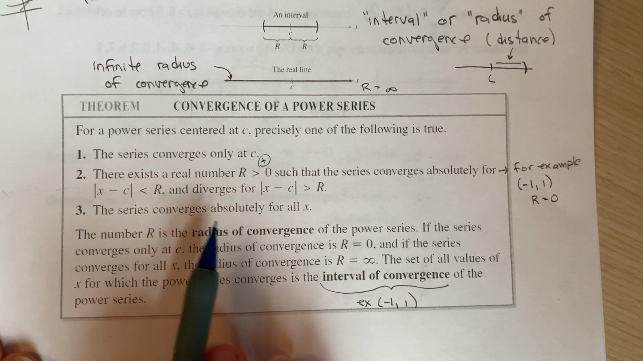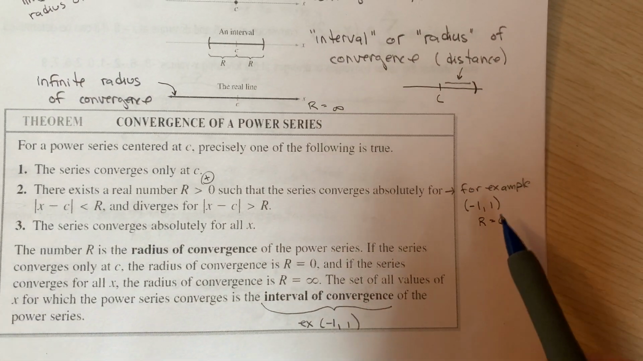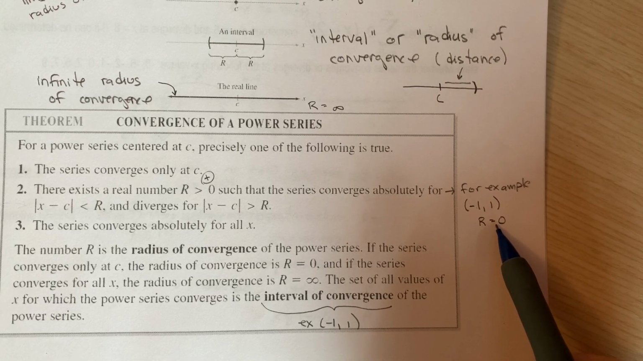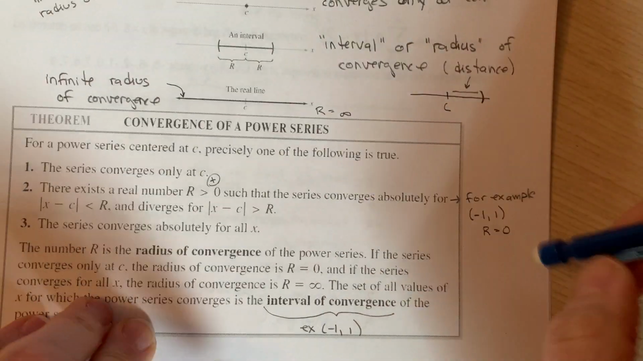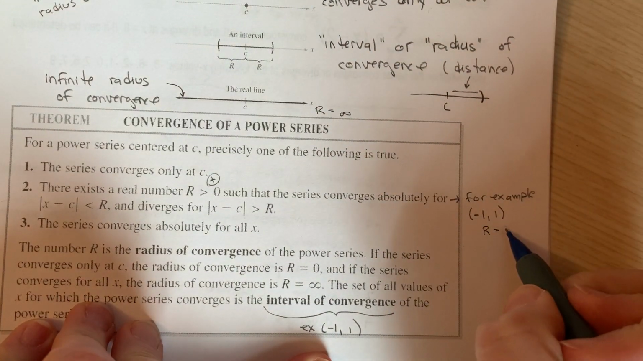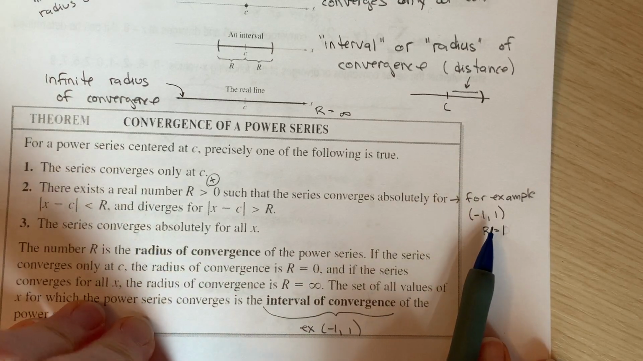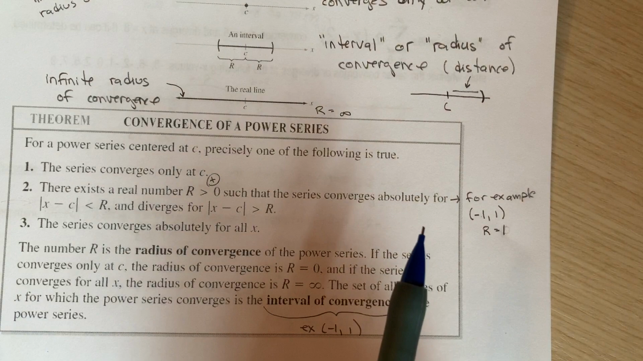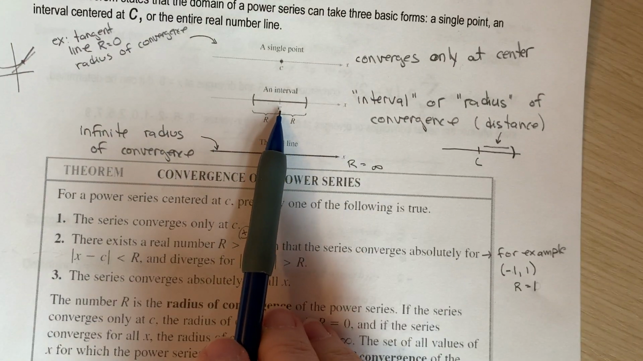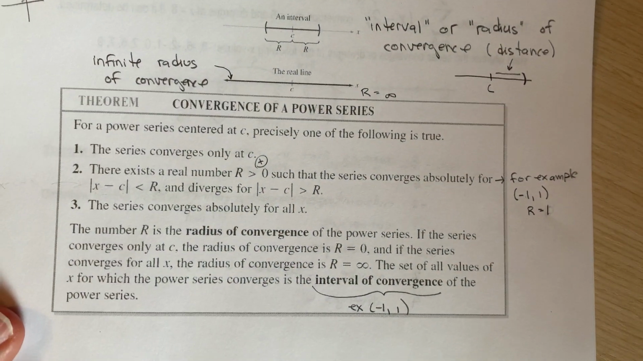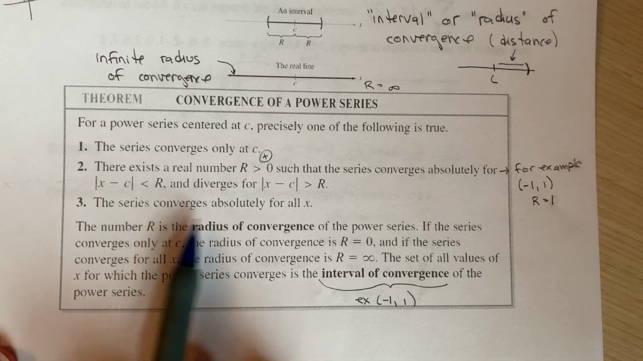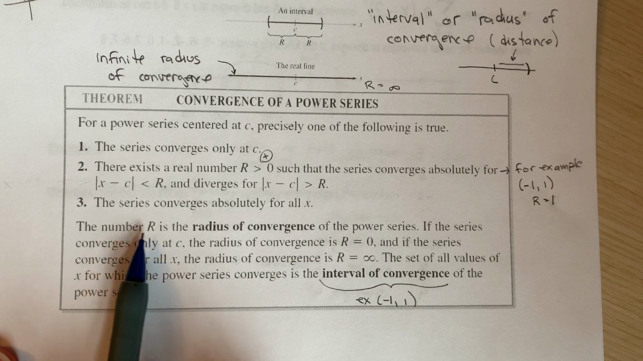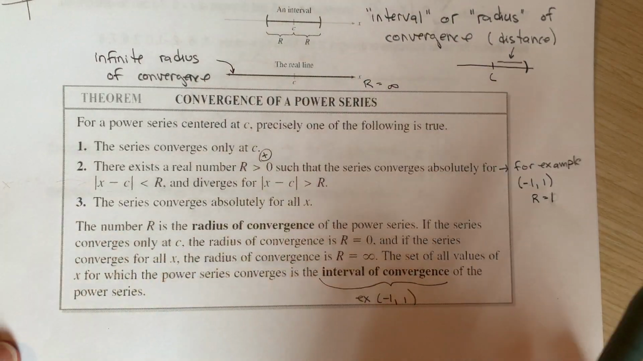So it's an interval. For example, if your interval was from -1 to 1, then r would not equal 0, r would equal 1, and your center would be at 0. So you'll have an interval, and r is the distance from the center to the end of the interval. And then it converges absolutely for all x values. So the number r is the radius of convergence for the power series.